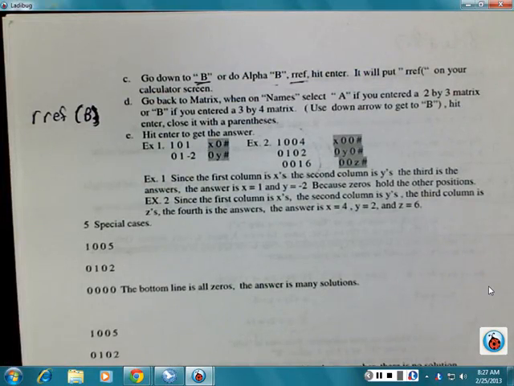And then we're going to go second matrix to names and down to the okay. Now if I hit enter. Okay, anybody else have problems with that?